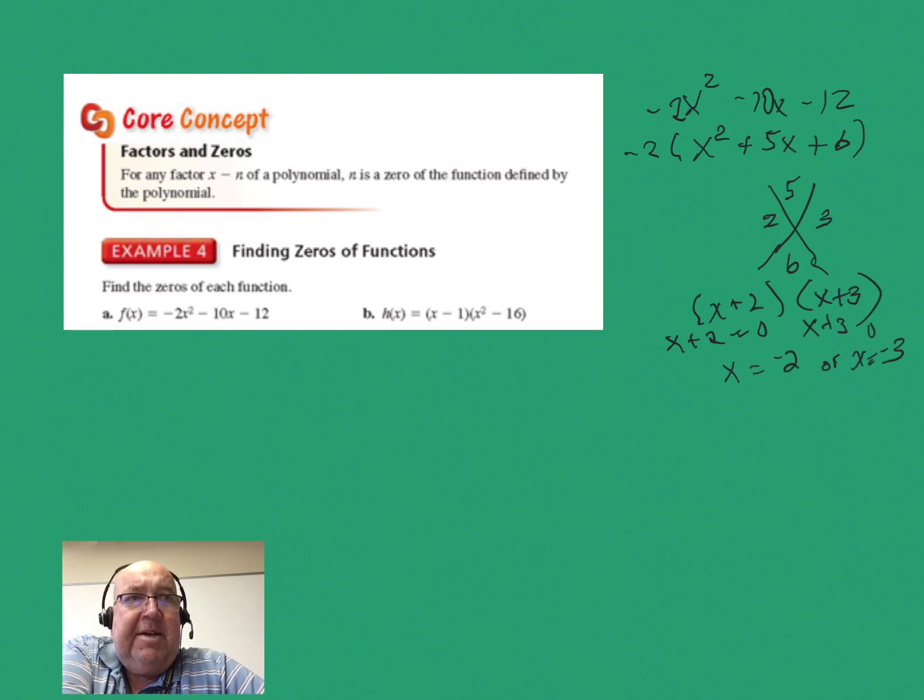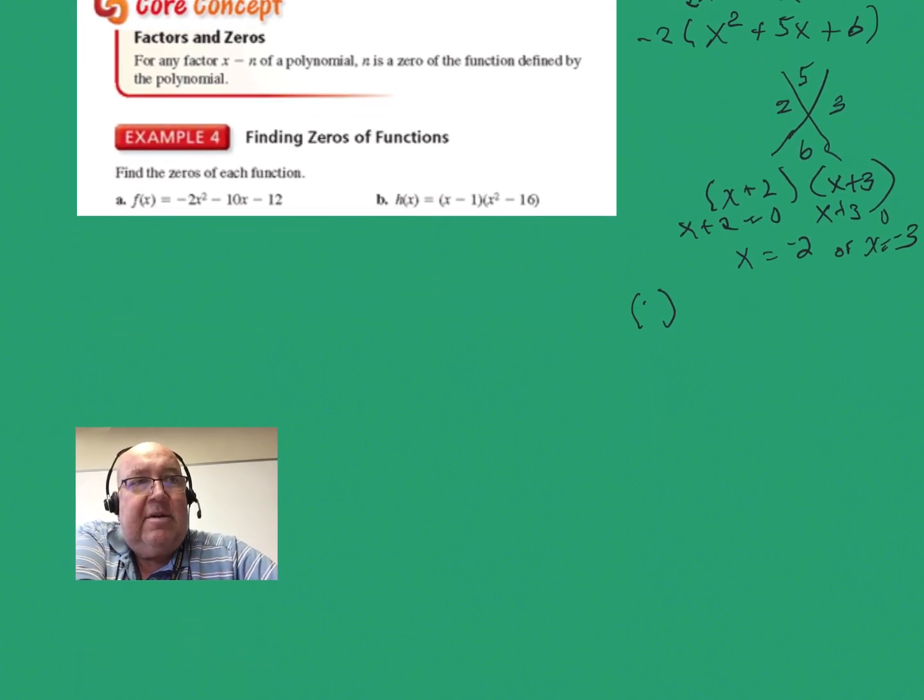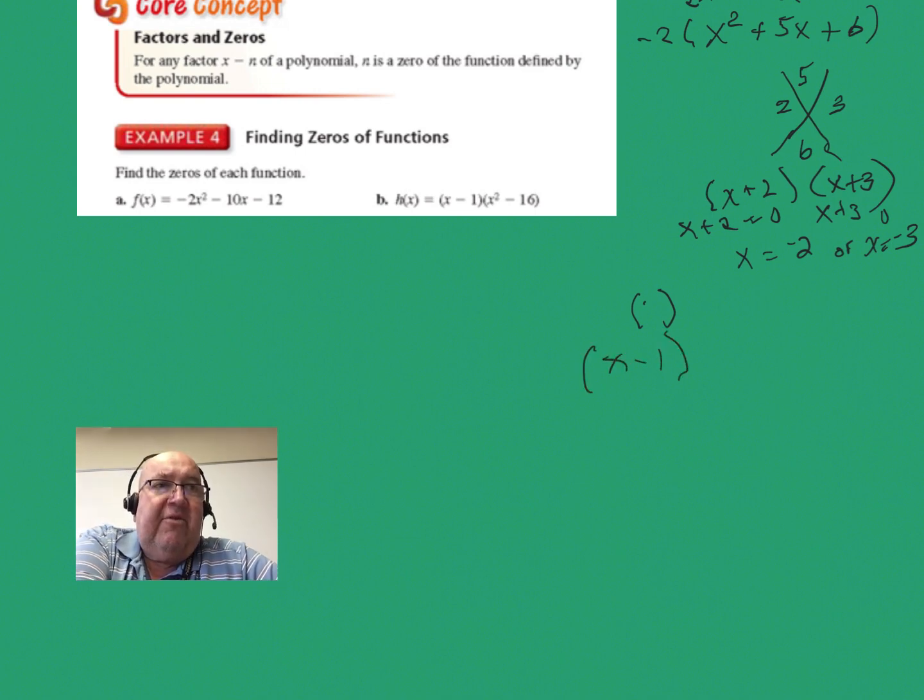The B equation has something that we should be able to see again, a special pattern. This one actually probably isn't a quadratic. So we have x minus 1. Let me move up just a bit. We have x minus 1. And then we're going to factor this, which I can tell is a difference of two squares. So we're going to have x plus 4 and x minus 4.